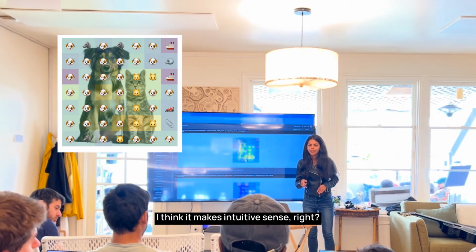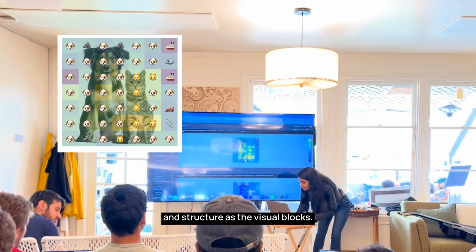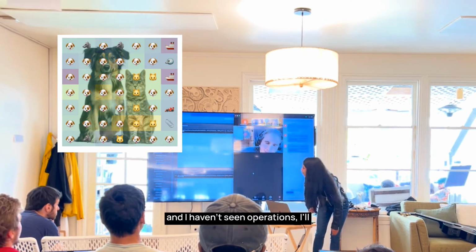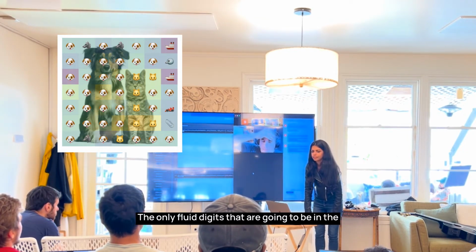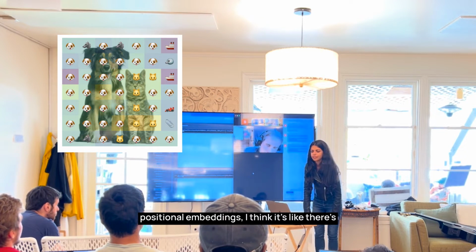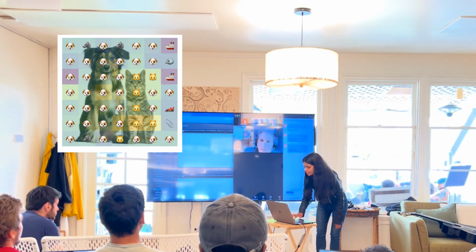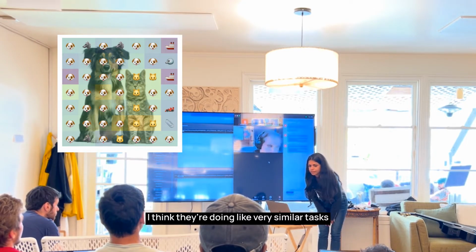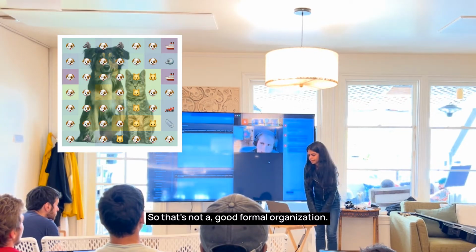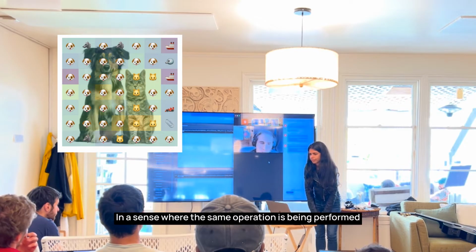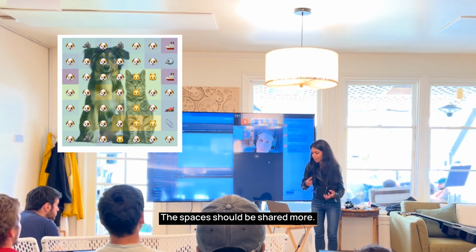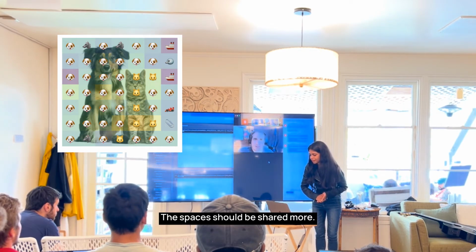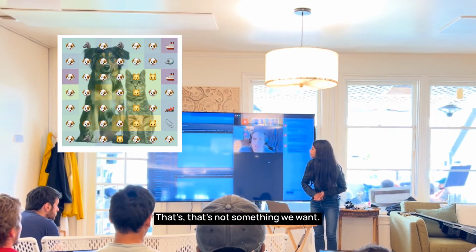I think it makes intuitive sense, right? Because the class token has the same shape and structure as the visual tokens, and they go through the same operations in the transformer. The only differences are in the positional embeddings, and probably a class token embedding. But otherwise they're doing very similar tasks, going through very similar operations. That's not a formal argument, but it makes sense to me. That makes sense: the same operation is being performed on the CLS token and all the other tokens, so the spaces should be similar. The transformer architecture is kind of agnostic about the tokens.